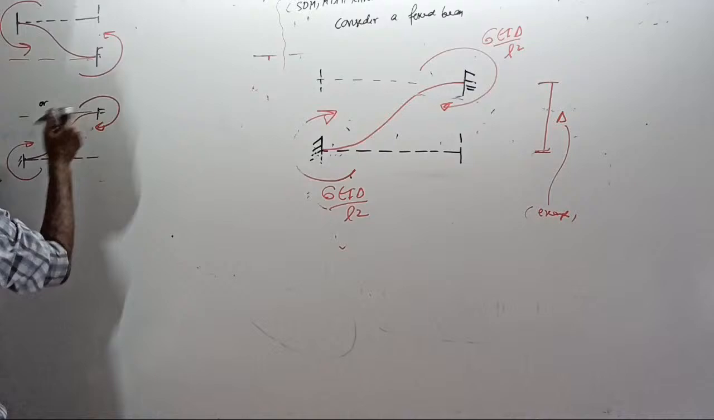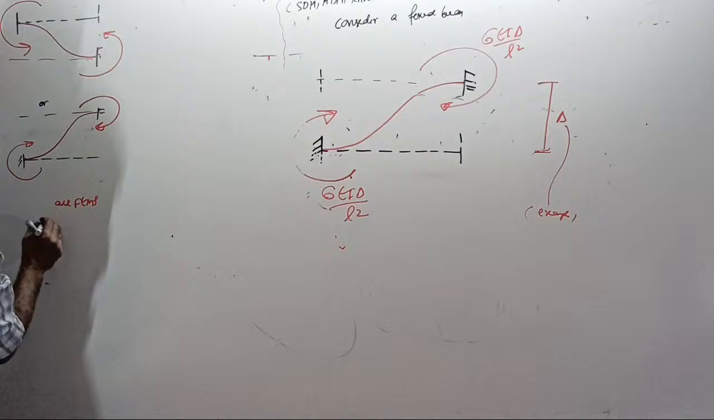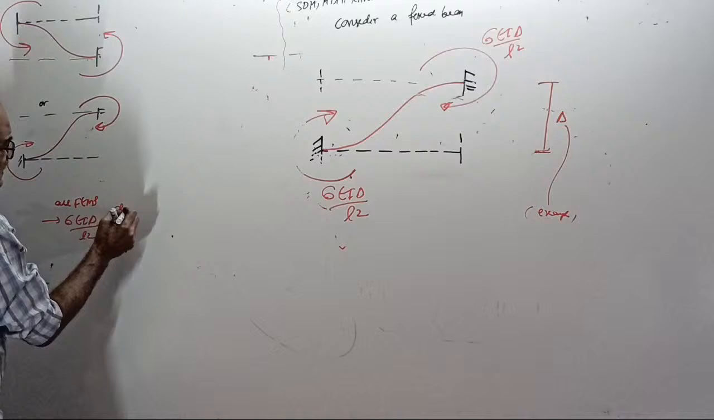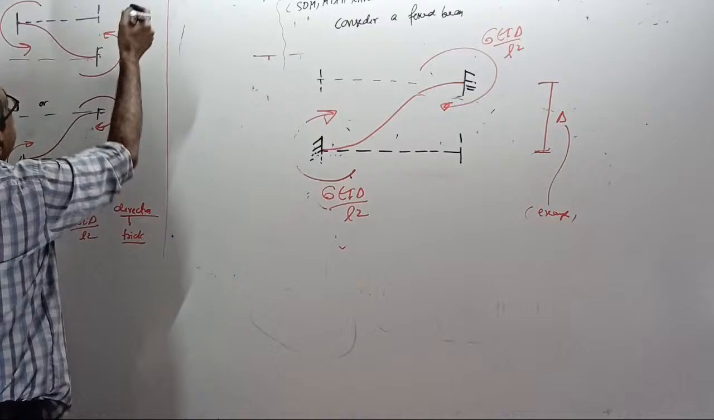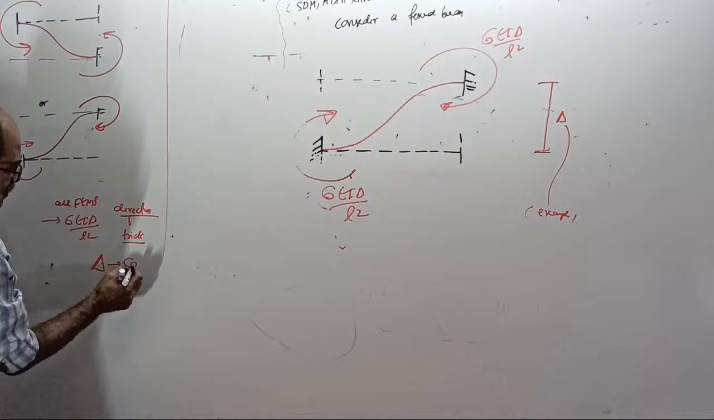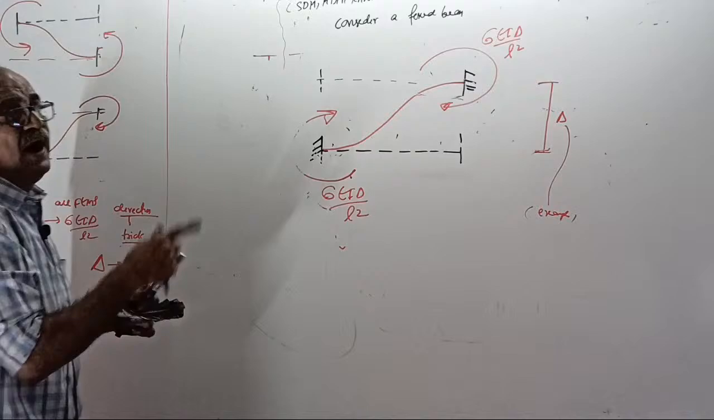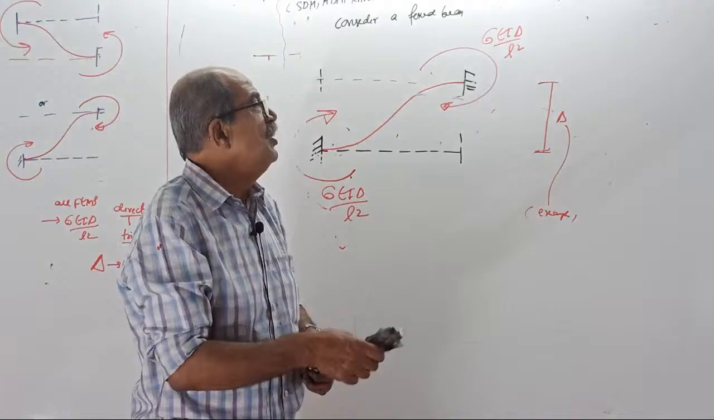I will explain later. All FPMs are 6EI delta by L square. I will explain to you, but I will give an easy trick at the end. This is for the delta case. Let me go to the other one, the most powerful for the force method and displacement method during derivation, for problems later.